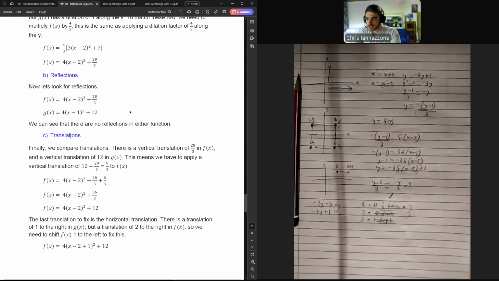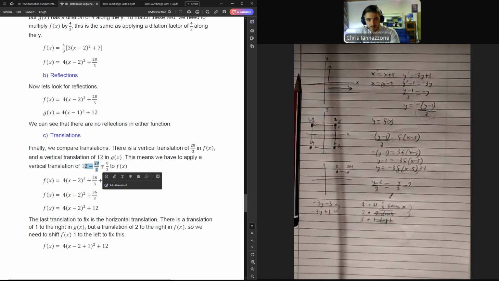And then lastly, translations. What would it take? We did verticals first. So if we're trying to go from f to g, then we need to get from 28 over 3 down to 12. What would it take to do that? We're just going to find the difference between those two things.